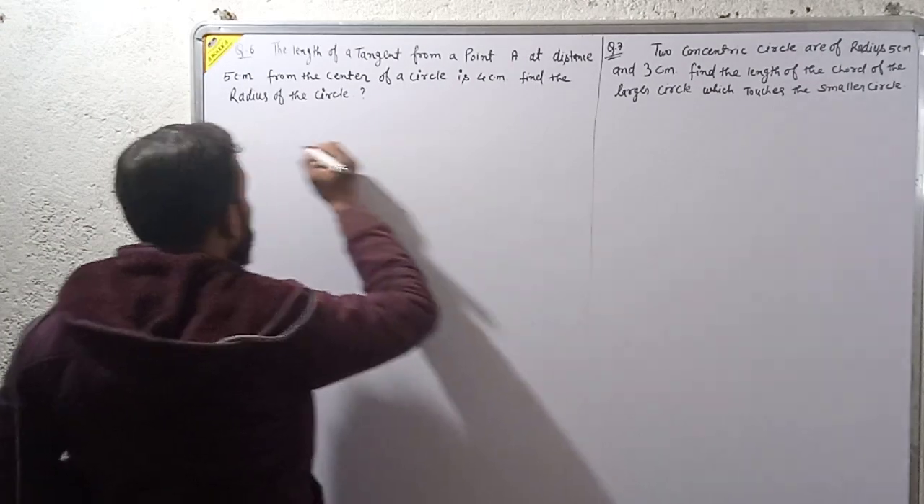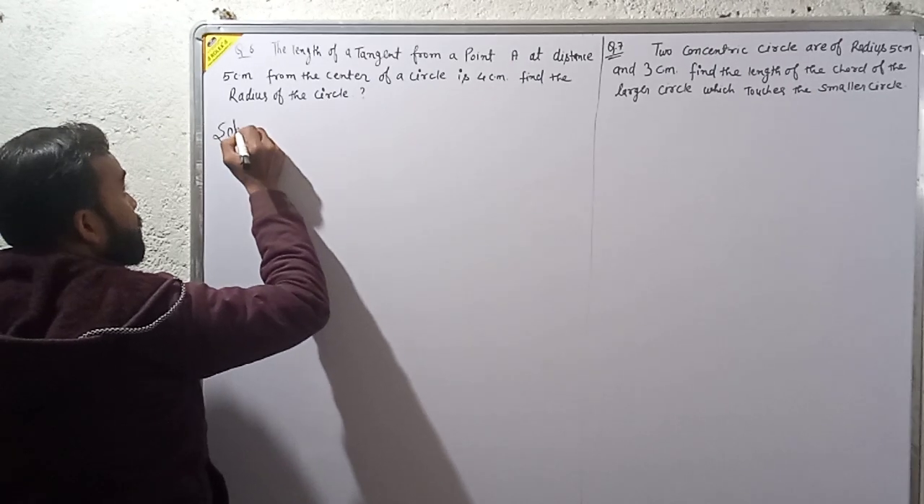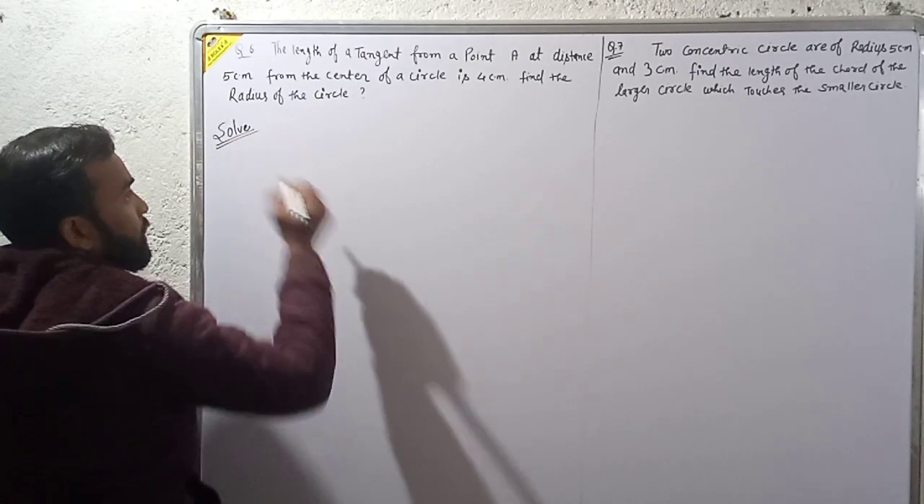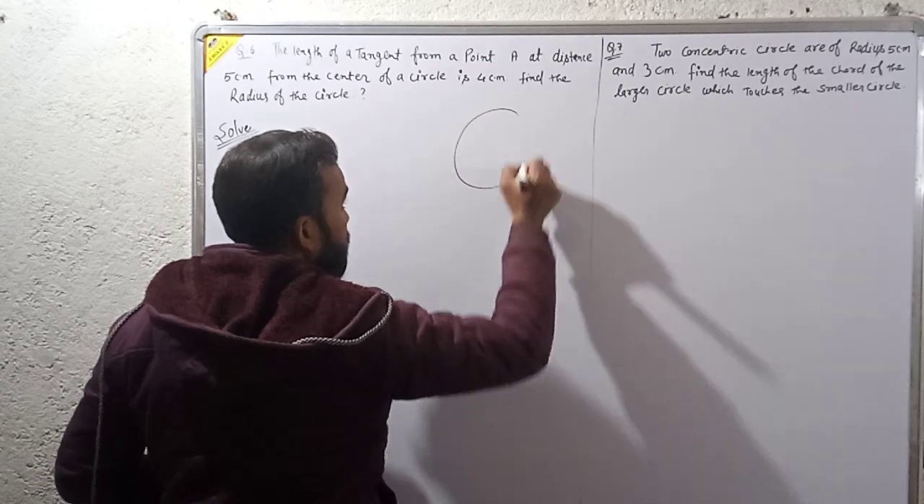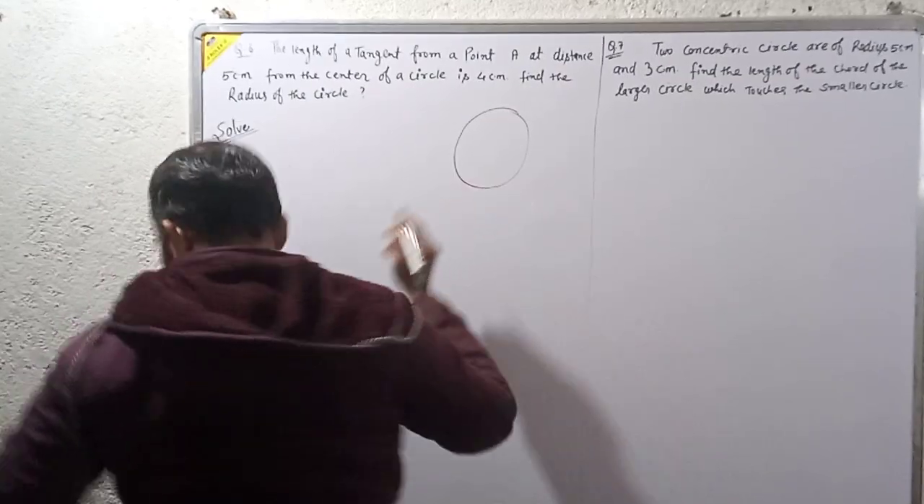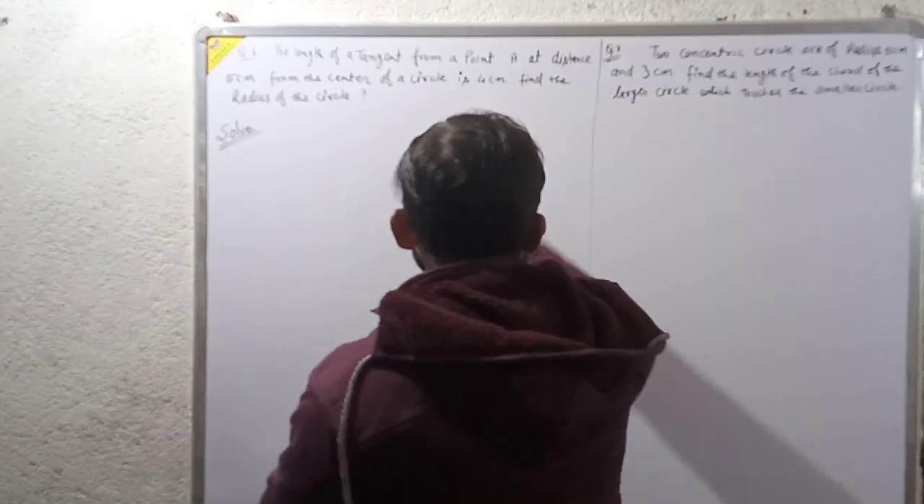Let us first draw a diagram from the given information. Let us suppose this is a circle.